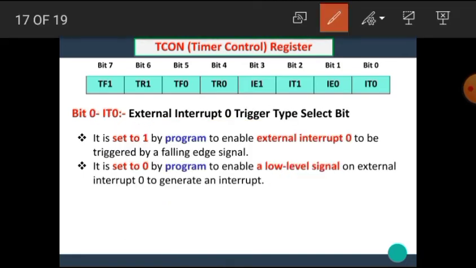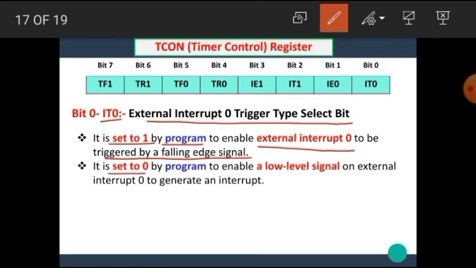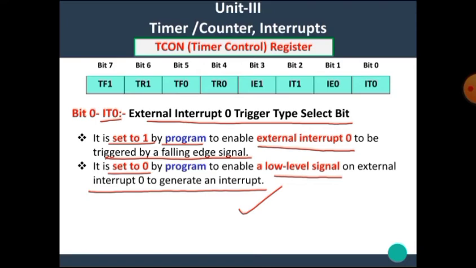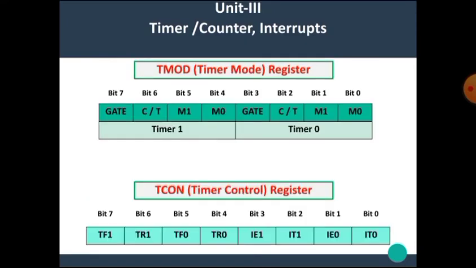The last bit is IT0, that means external interrupt 0 trigger type select bit. It is set to 1 by the program to enable external interrupt 0 to be triggered by a falling edge signal. It is set to 0 by the program to enable a low level signal on external interrupt 0 to generate an interrupt. That means this bit is used to generate the interrupt. I hope you all understand all the bits of the TCON register.